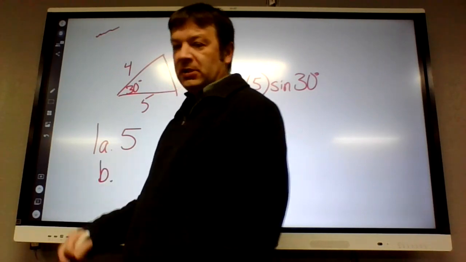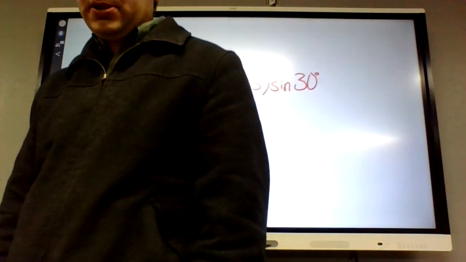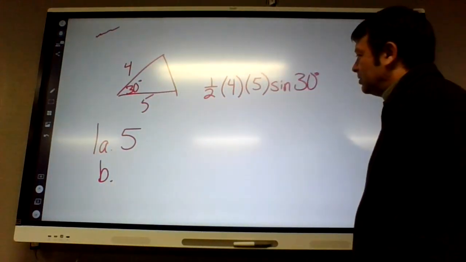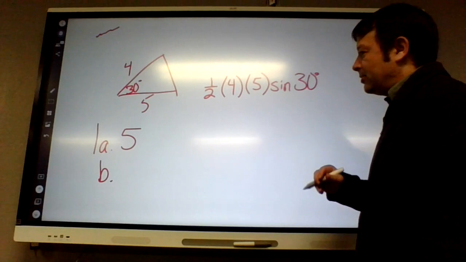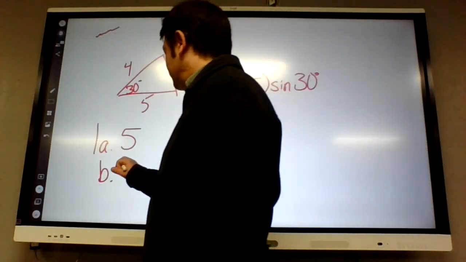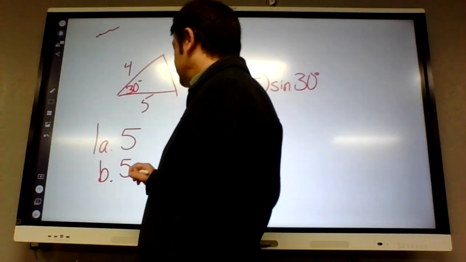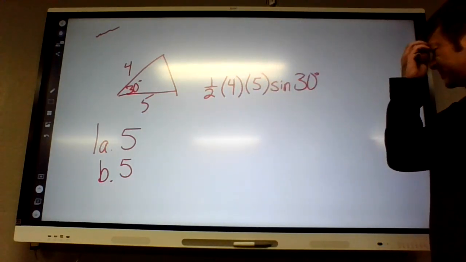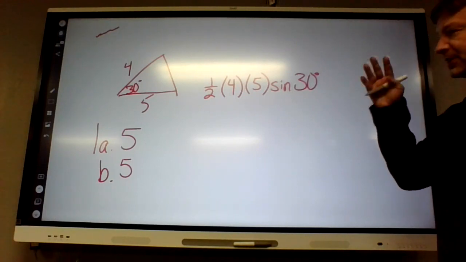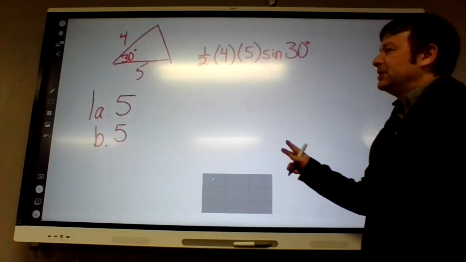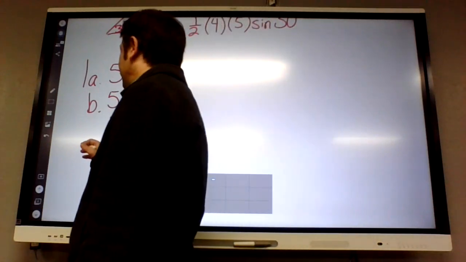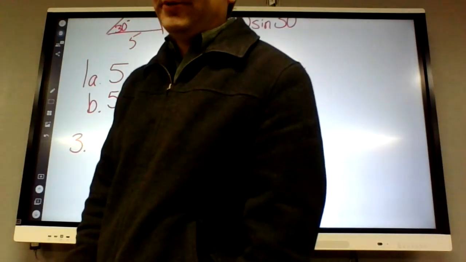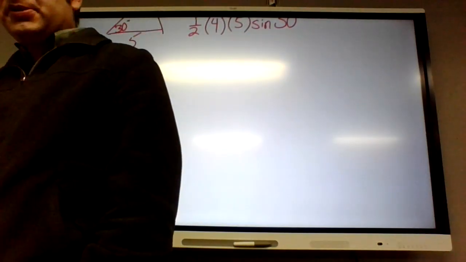For B, what did they change on B? 150. I still got 5. Yeah. Because 30 and 150 have the same reference angle, they're going to give the same ratio, they spit out the same thing. I think they're trying to get you to see that reference angles give you the same value. Same thing with 3, I think.